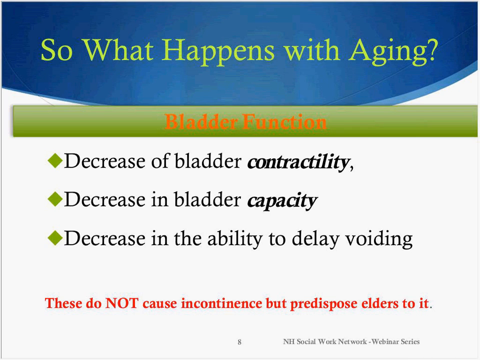So there are some things that happen with aging that just increase people's risk. And it's all related to muscle. Once the bladder is full, then we have our bladder sphincters, which again are muscular, that close off the urethra, or the tube that leads from the bladder out. If it can't keep that tube tight, then you get leakage, which is what we see, or the bladder is just hard to empty, so there's delayed voiding. But these don't cause incontinence, they predispose elders to it.